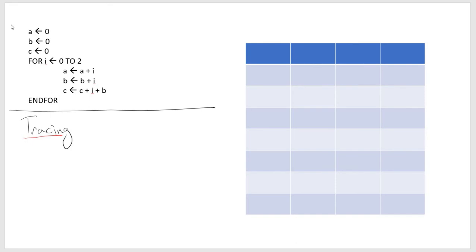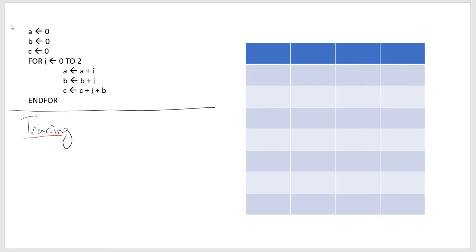So tracing is basically looking at the algorithm line by line, so not looking at the whole algorithm as a whole, but reading the algorithm line by line just like a compiler would, and testing to see if it's working the way you intended. Okay, so we're going to have a look at a very basic algorithm here.